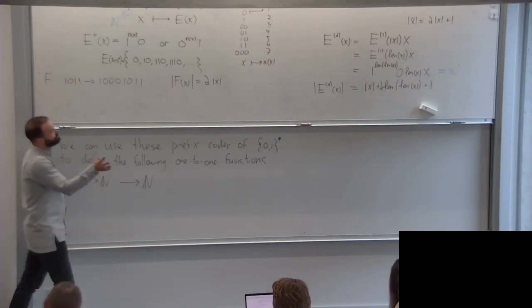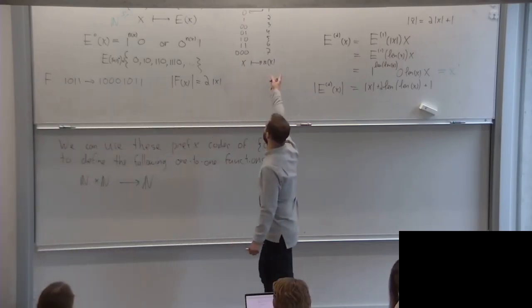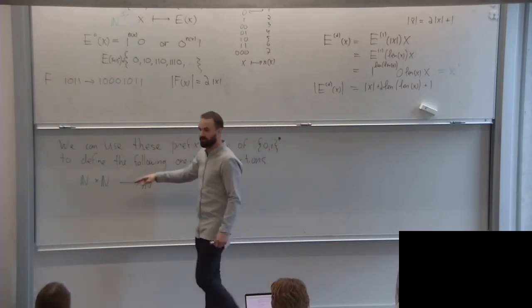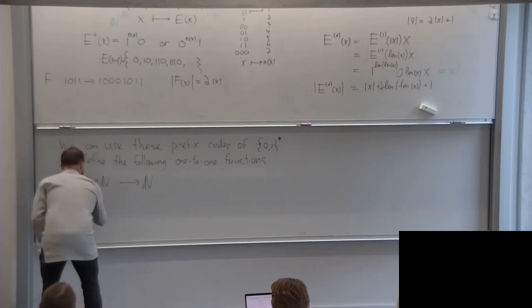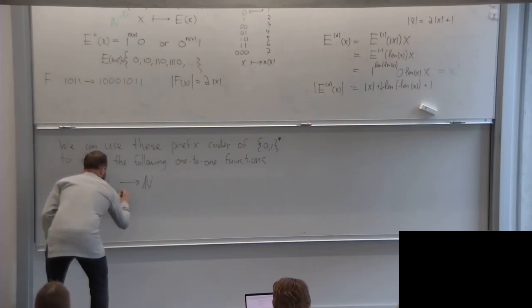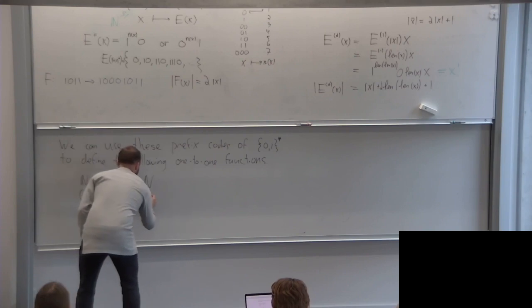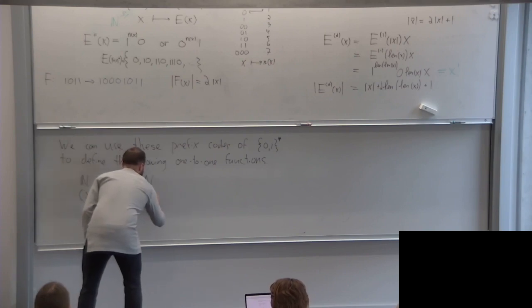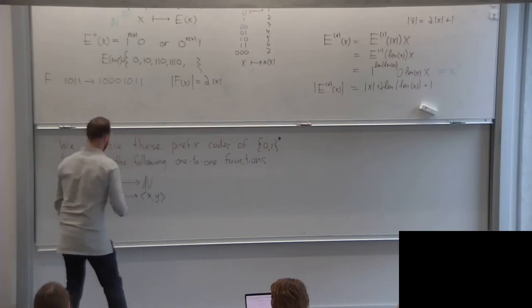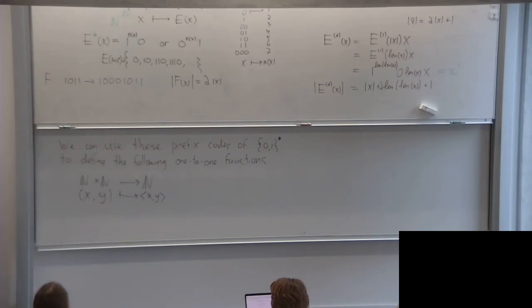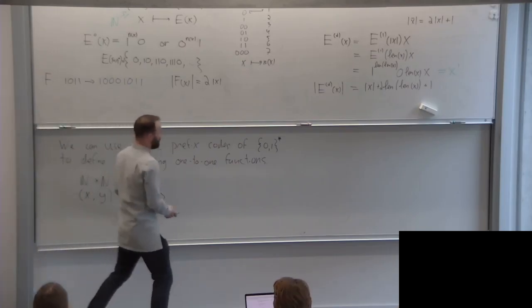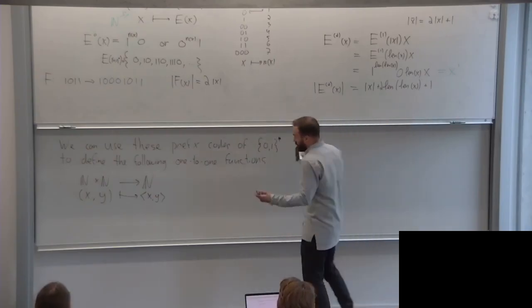By the bijection between natural numbers and strings, I can think of having a pair of strings and encoding these into another string. So I can think of them as a pair X, Y, and I want it encoded into some encoding of X, Y. In fact, don't write that down, because I'm right away going to give you the function.